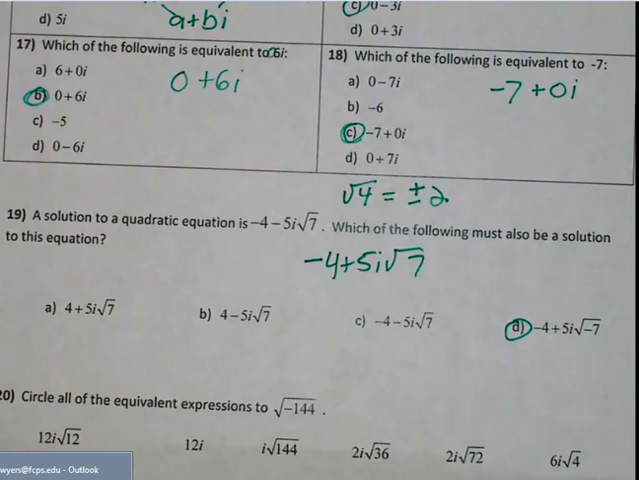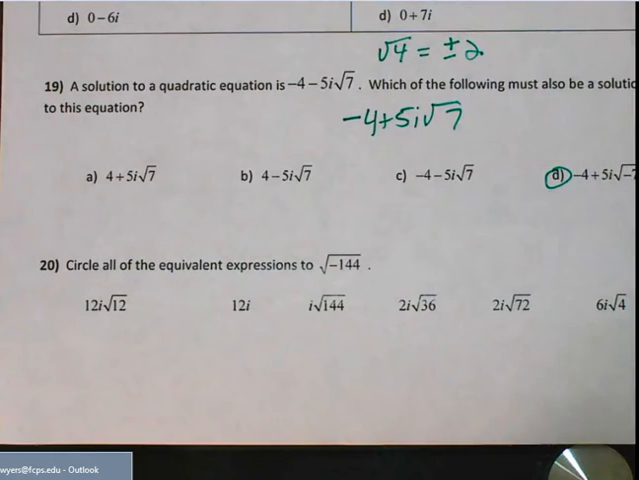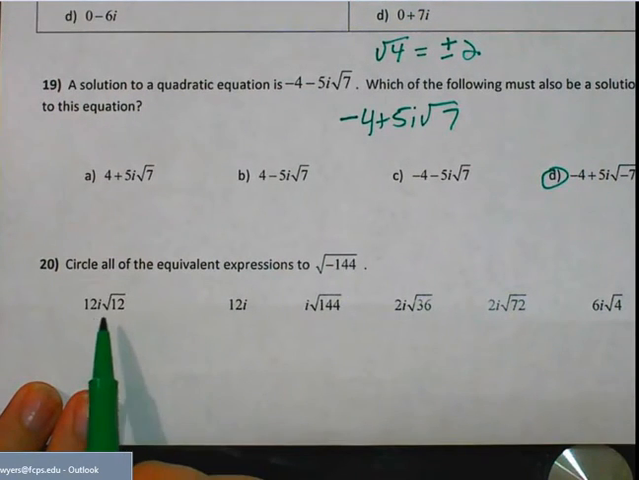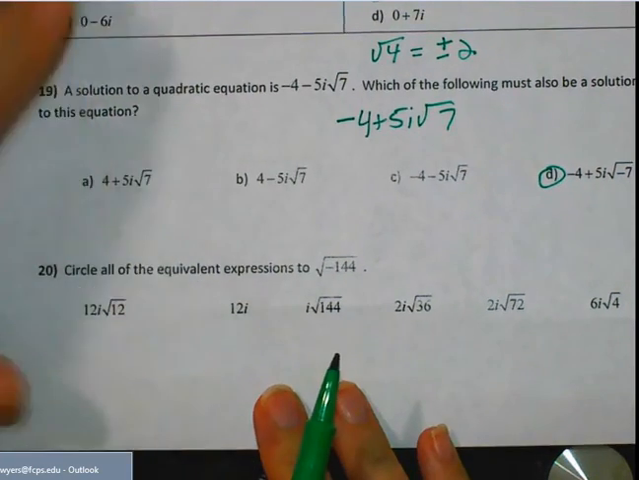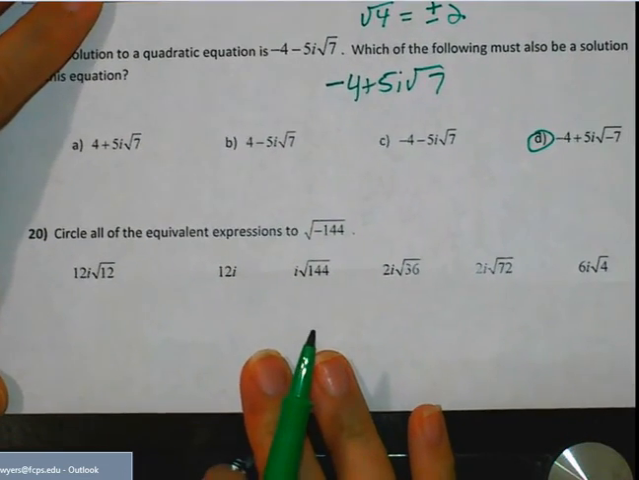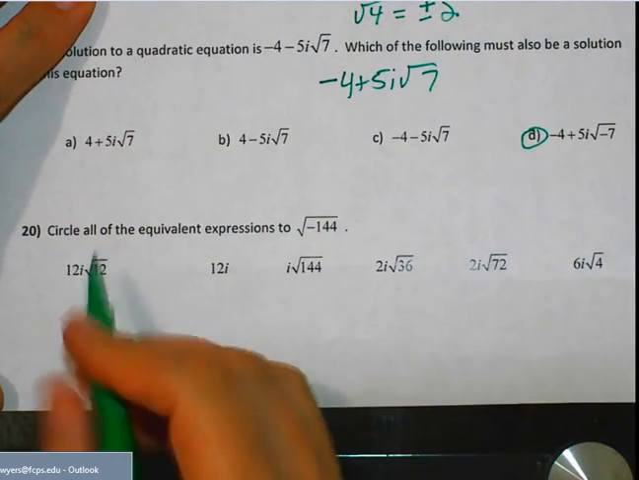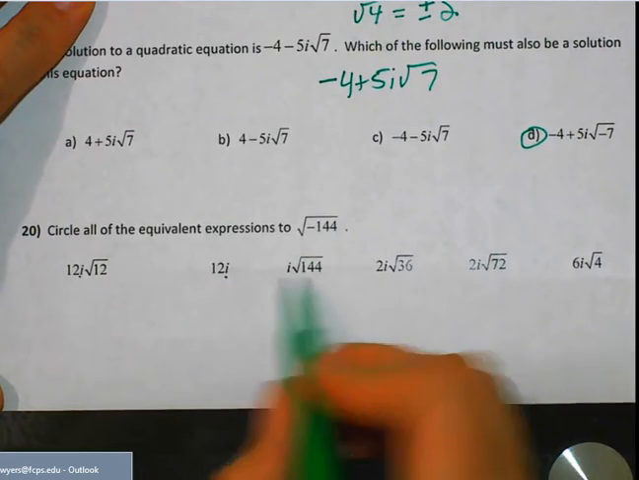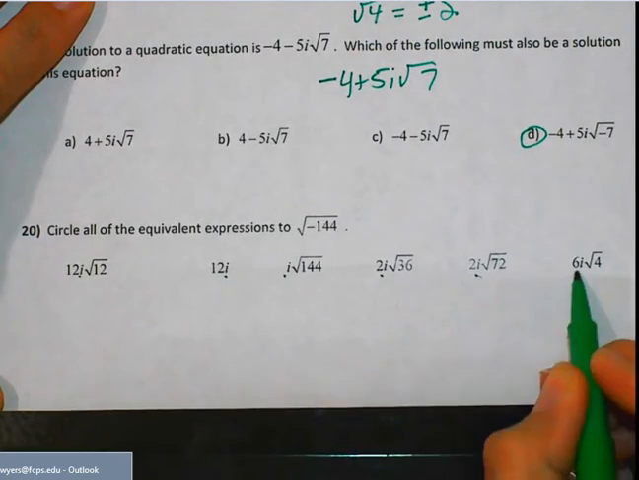Okay, and then the last part says to circle all that are equivalent expressions. Okay, equivalent expressions means it's going to come up with the same answer. So these are kind of tricky because in the calculator, it's going to be difficult to just put all of these in. So this is my suggestion for a problem like this. This is to isolate the I. Notice that every problem has an I in it, okay?